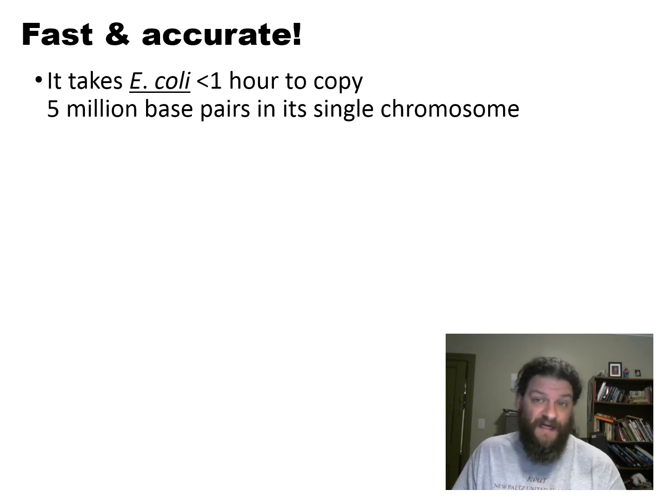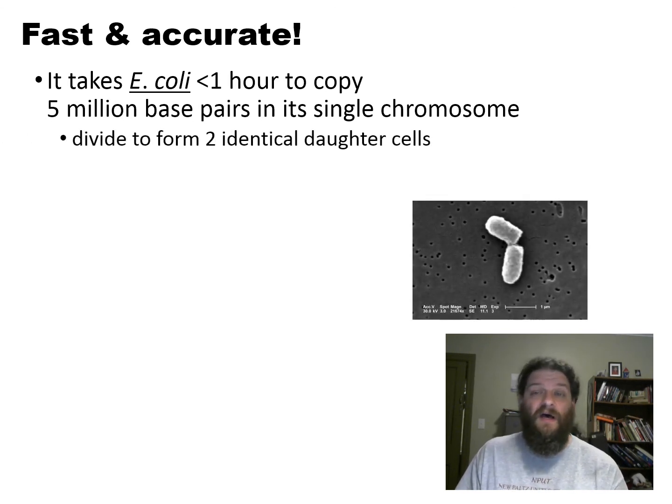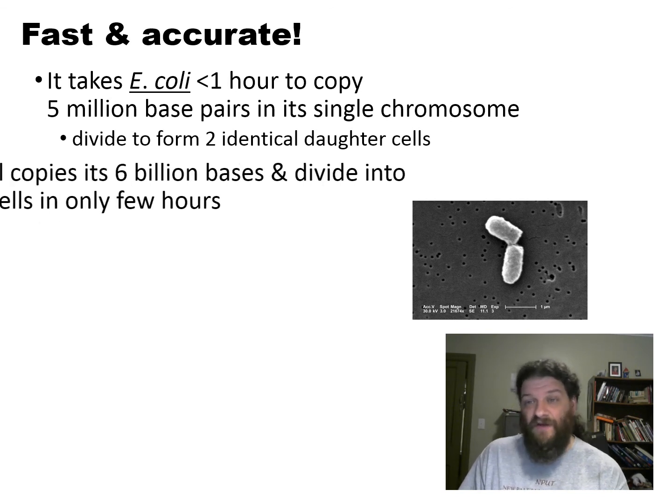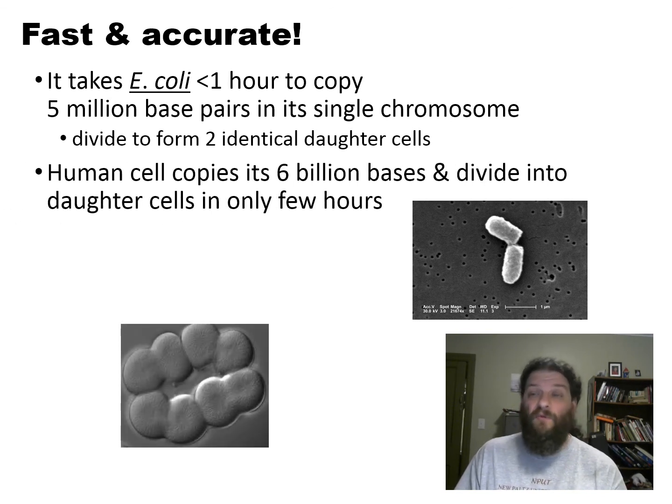It's quick. It has to be quick, even for the small genome of E. coli at 5 million base pairs. They do their division in a pretty short period of time. All right. When we look at human cells, they divide very quickly as well. Once every 20 minutes or so is not unusual during the first stages.